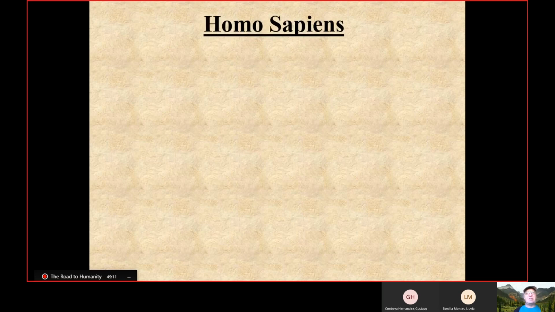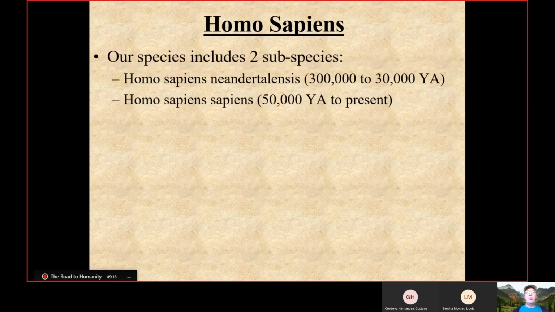All right, Homo sapiens, that's us. Well, we actually are going to divide our own species into 2 smaller groups that we call subspecies: Homo sapiens neanderthalensis, the Neanderthals, and then modern humans, Homo sapiens sapiens. Notice we've only been around for 50,000 years. Out of all those million years that have gone by, we've only been around less than 500,000 years.